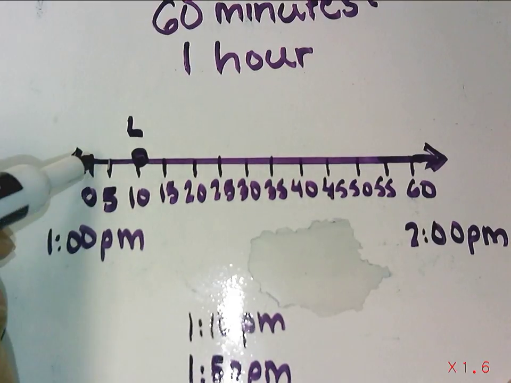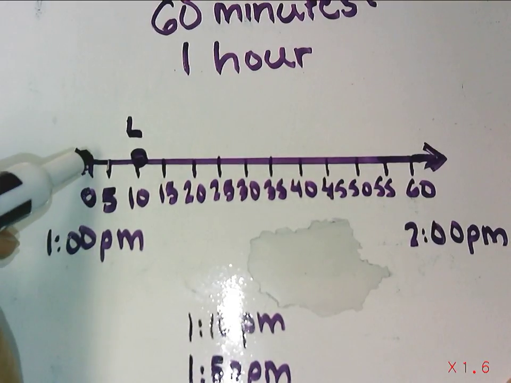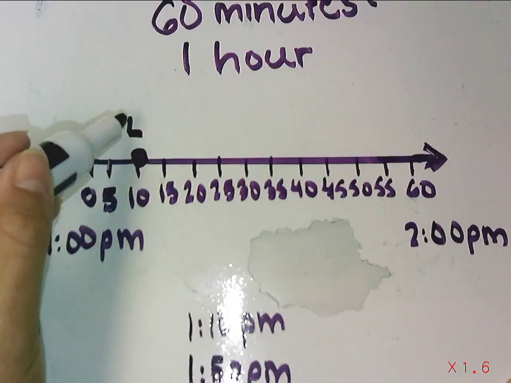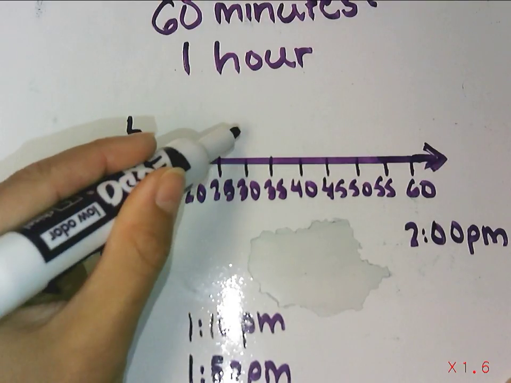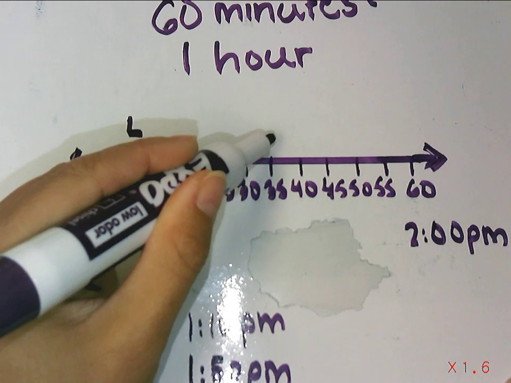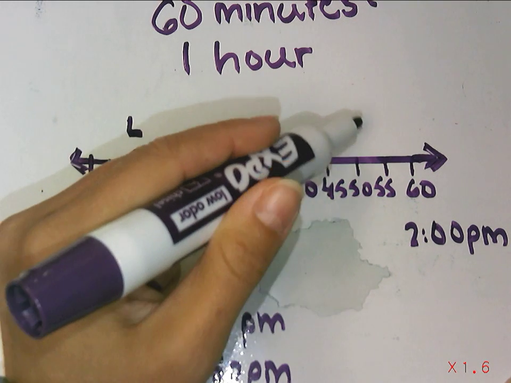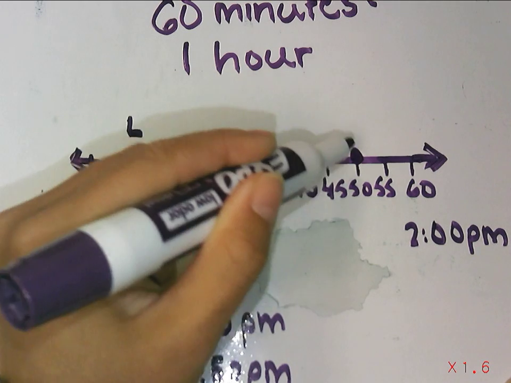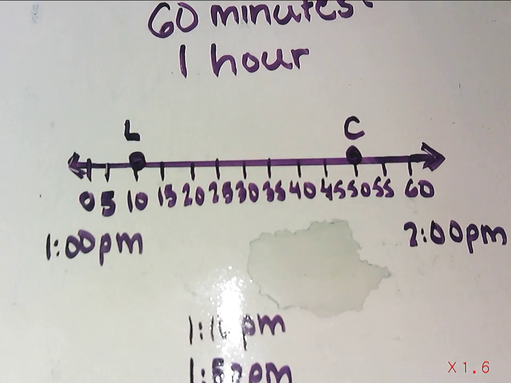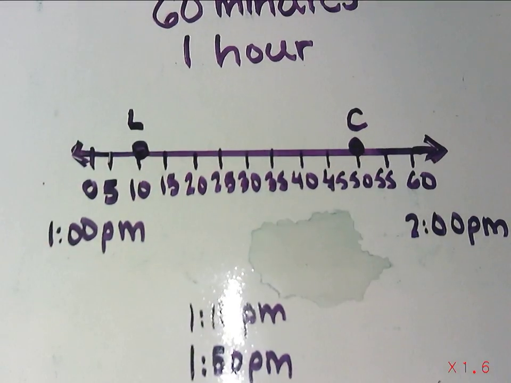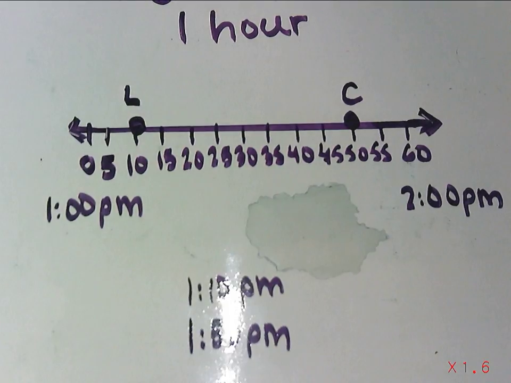So remember 1 o'clock starts on the 0 and I go 1:05, 1:10, 1:15, 1:20, 1:25, 1:30, 1:35, 1:40, 1:45, 1:50. This is when clustering ends, so I'm going to put a C to help me remember that's when clustering ends. Because we know that 1:50 down here is right in between 1:10 and 2 p.m.